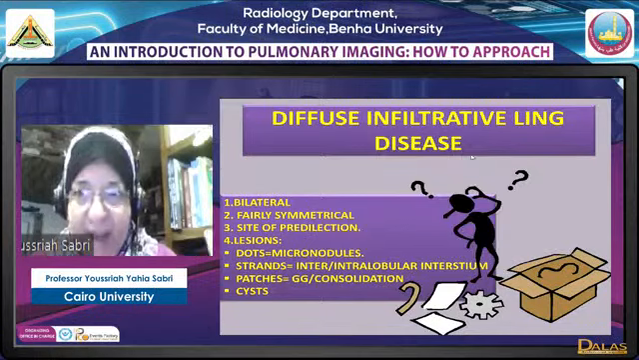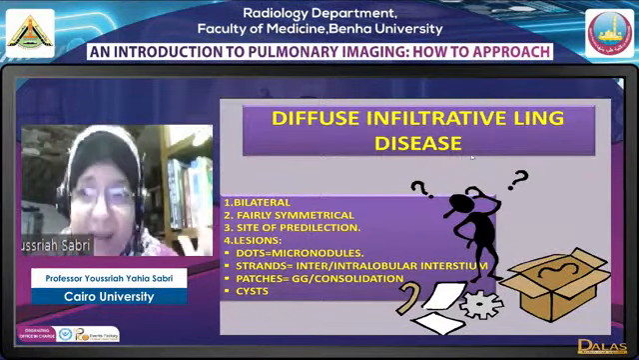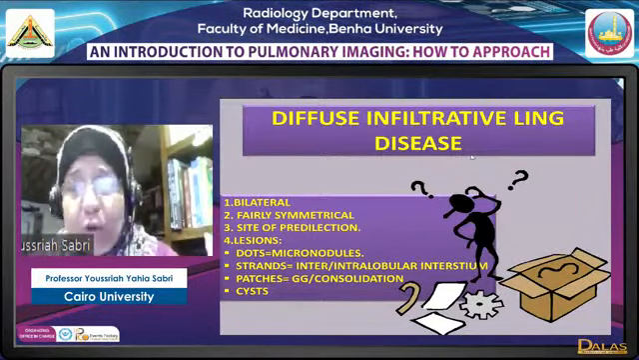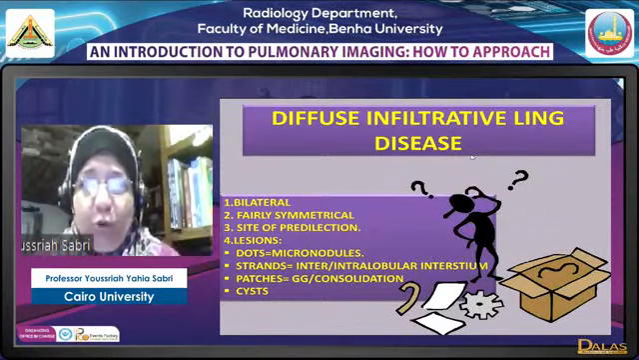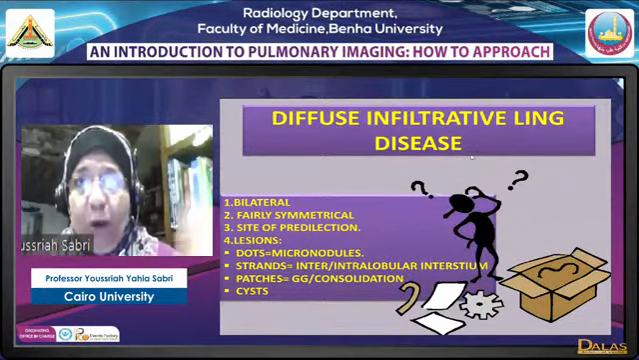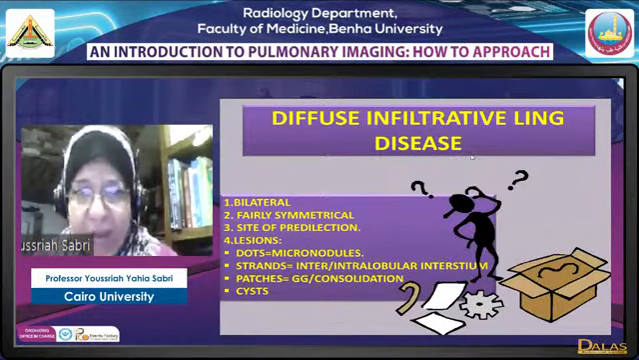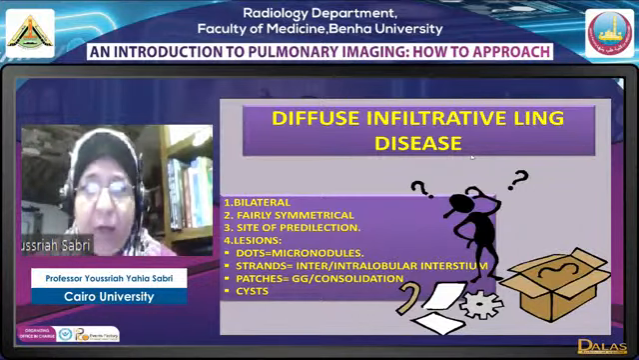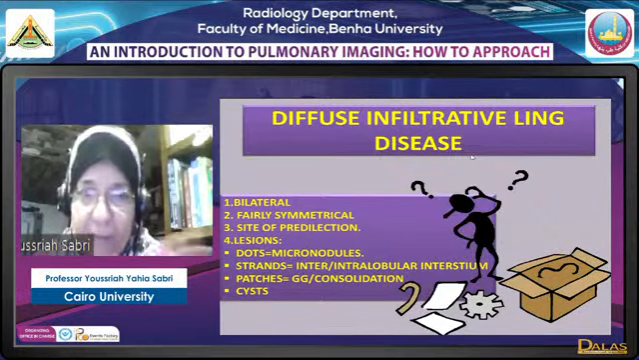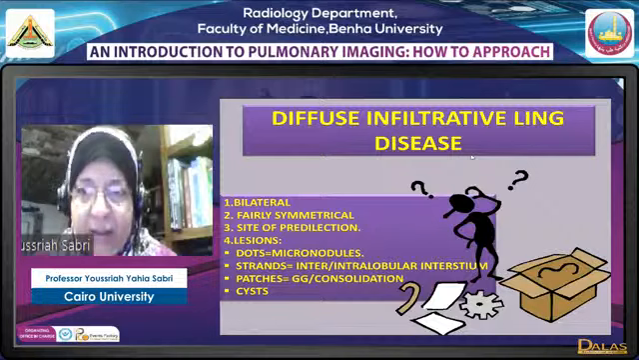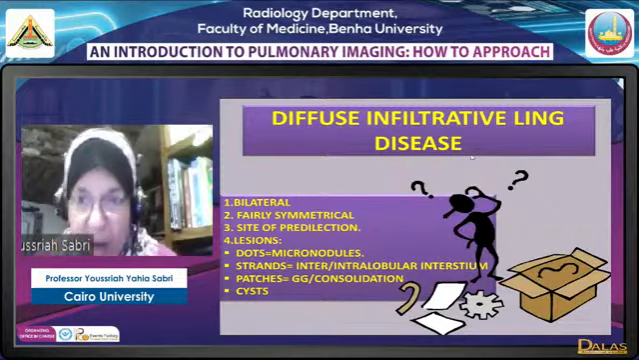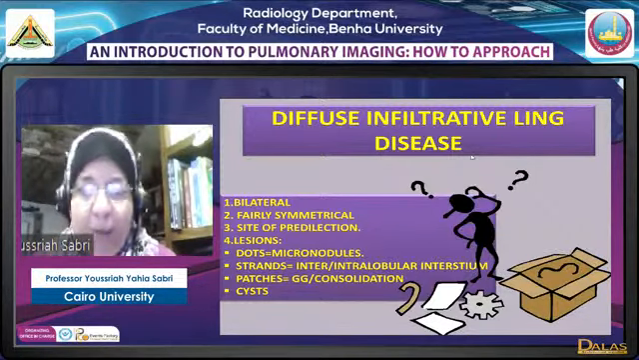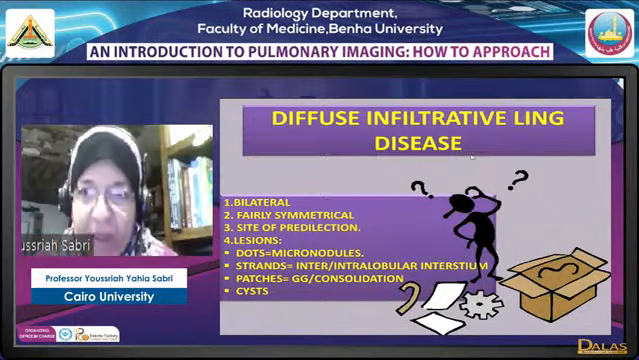First of all, bilaterality. I have to have a bilateral disease that is fairly symmetrical, and it has some sort of site of predilection. It likes to be somewhere. It's more upper lobar, more lower lobar, more subpleural, more central, whatever. It has a site of predilection. Okay, the lesions that we meet in such an entity of disease, we might see dots, and these dots are called micronodules. We might see strands, and these are either inter or intralobular interstitium. We might see patches, okay, ill-defined opacities.